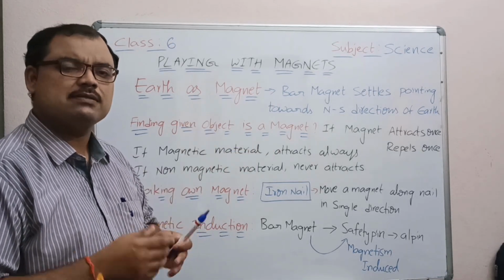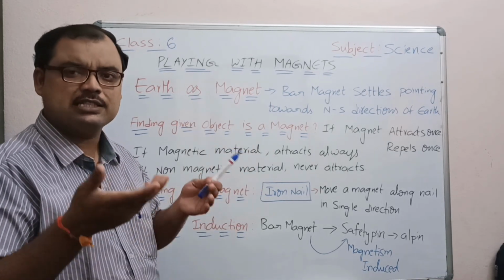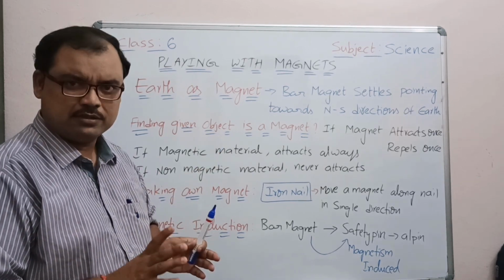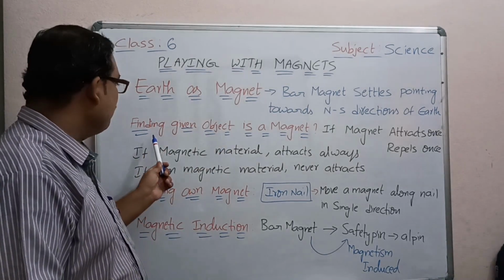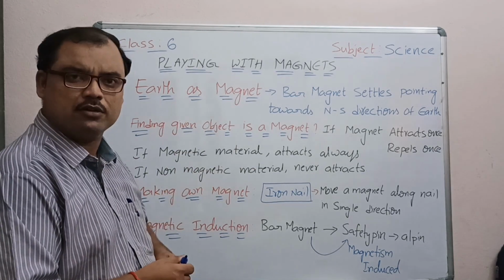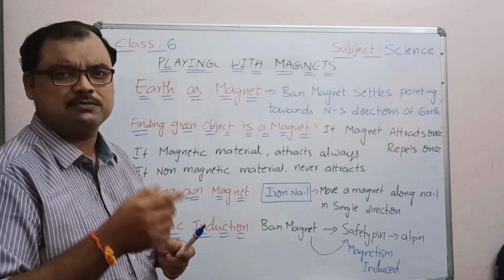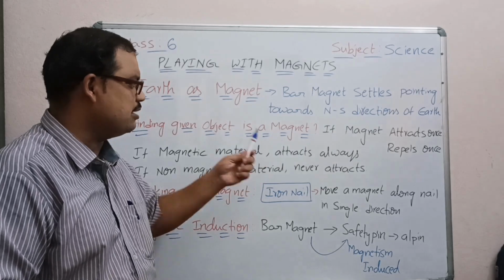It got the magnetism when it was formed. Naturally it has the magnetic power. Right? Next, finding whether a given object is a magnet or not. It is very, very simple. You already know this, but still let us see once.